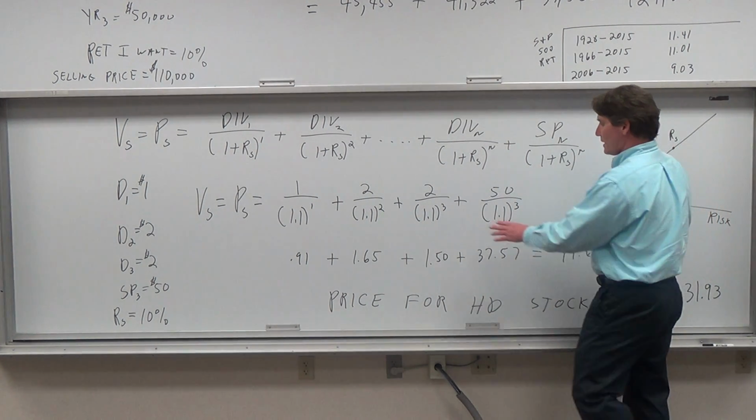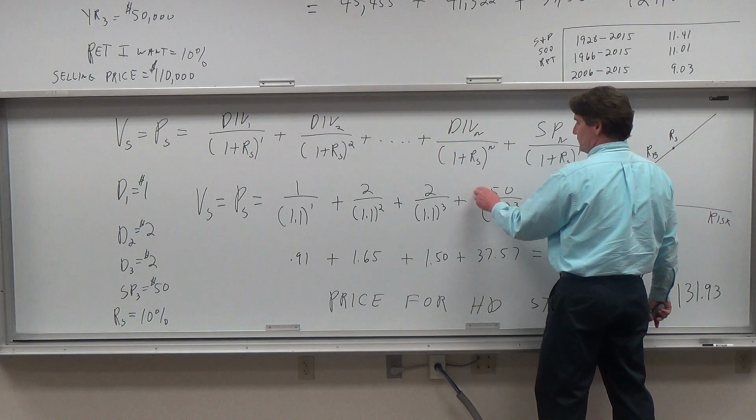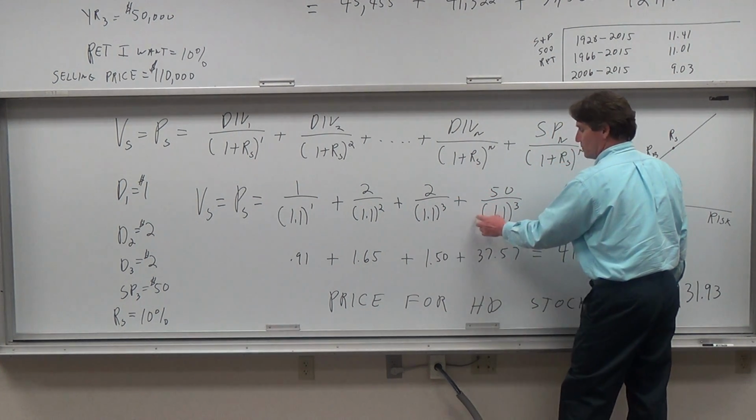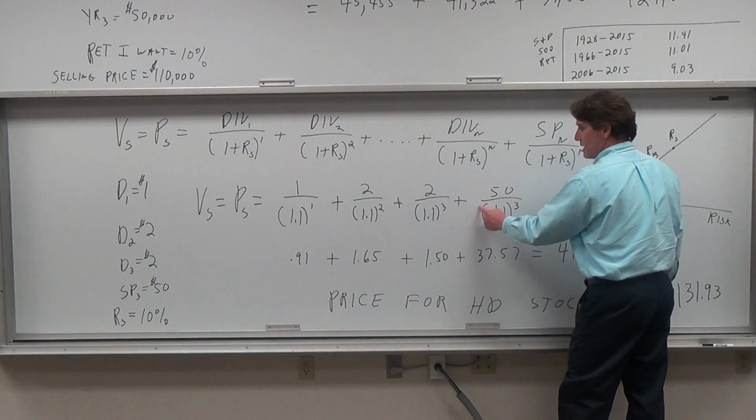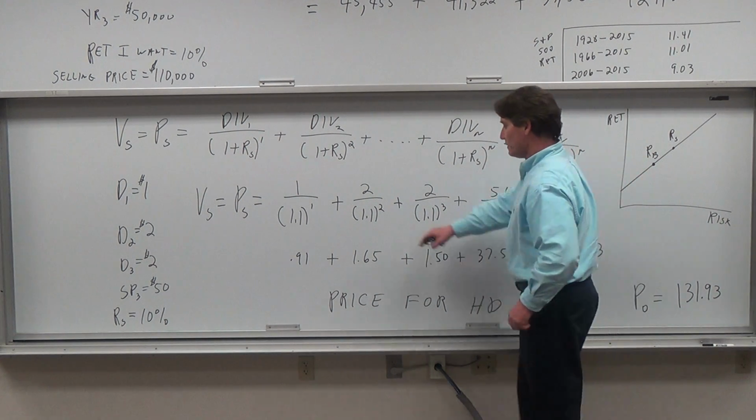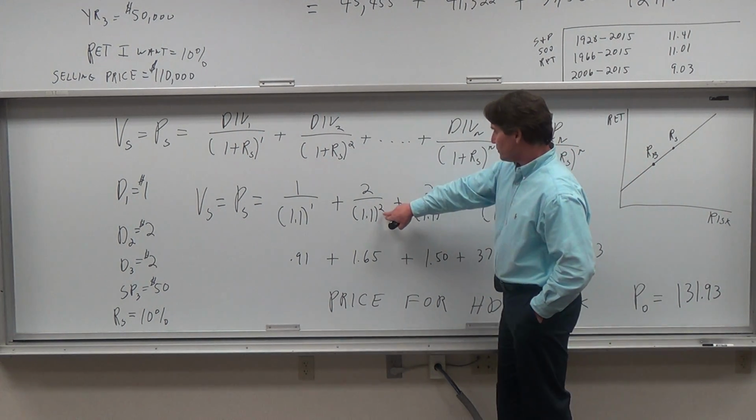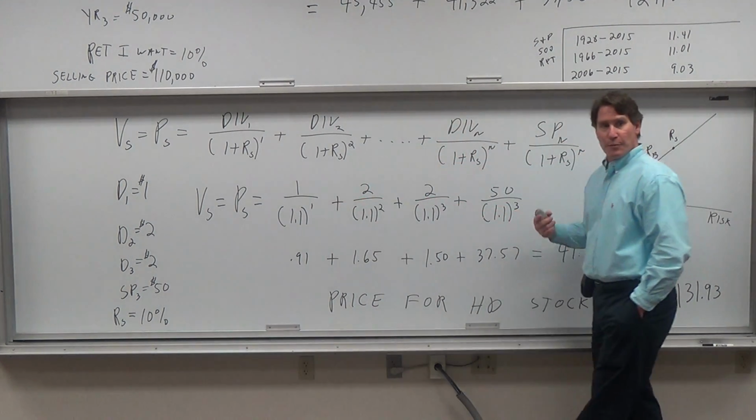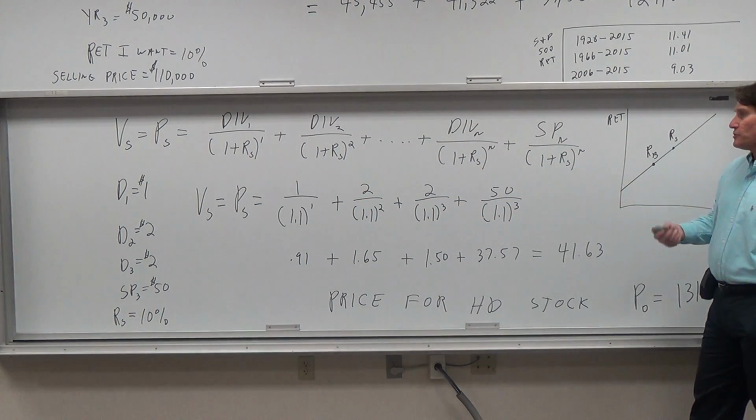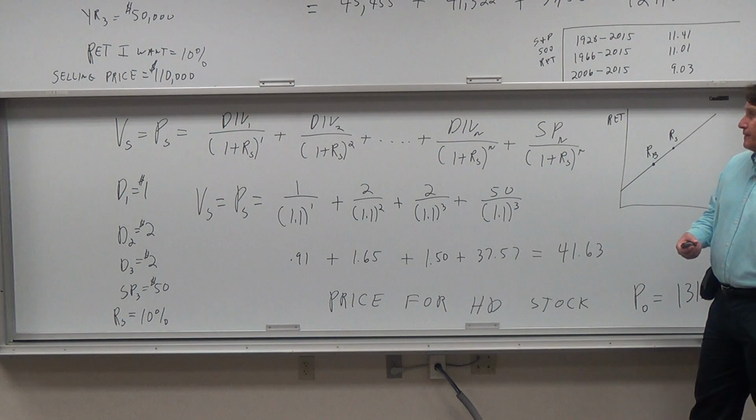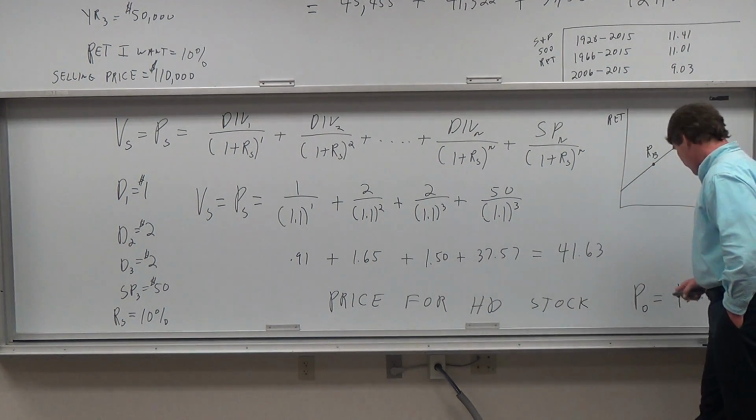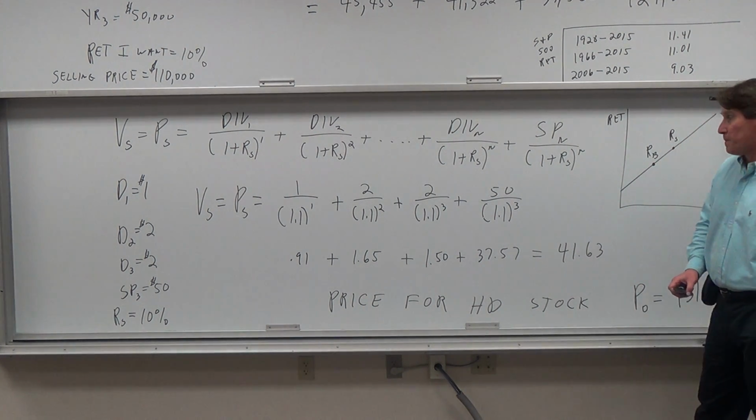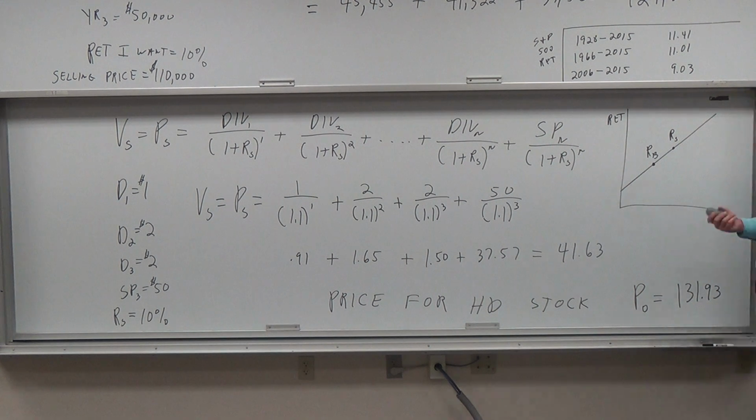Now these two I can add together. I can add my 50 and 2 to get 52 and discount it back 3 years because it's the same point in time. Here, I can't do it because this is year 2 and this is year 1. And from your principles of finance class, you can draw your timeline. Okay, so you can draw your timeline.